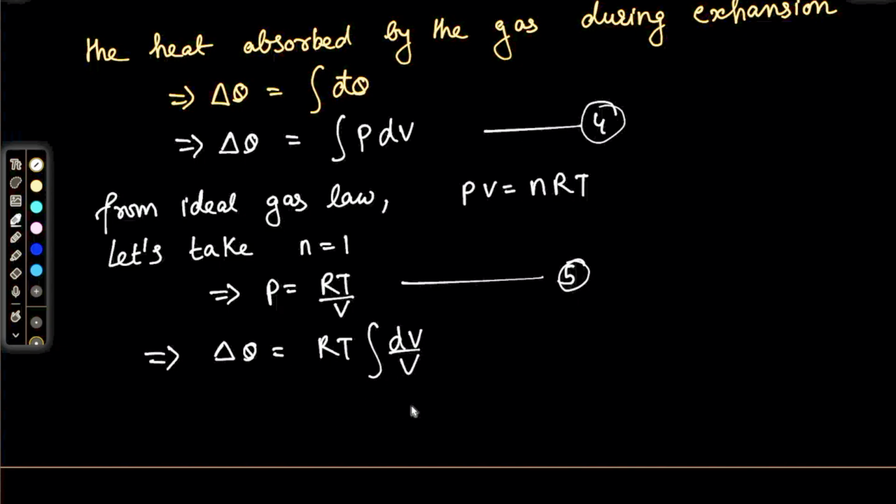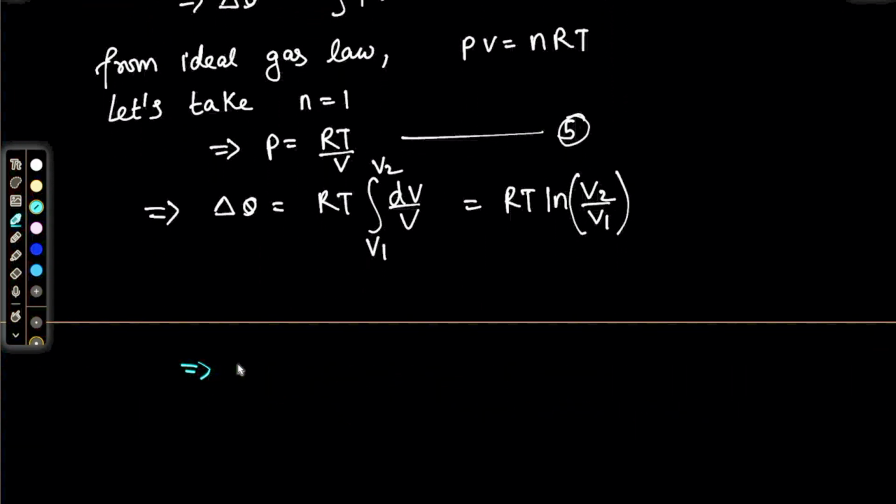Now let's say that before the expansion of the ideal gas, the volume of the ideal gas is V1. After the expansion it is V2. So we know that the integration of dV by V is ln. Putting the limits, we get RT ln V2 by V1. So we arrive at our result, which is that the total heat absorbed by the gas during the expansion is RT ln V2 by V1.